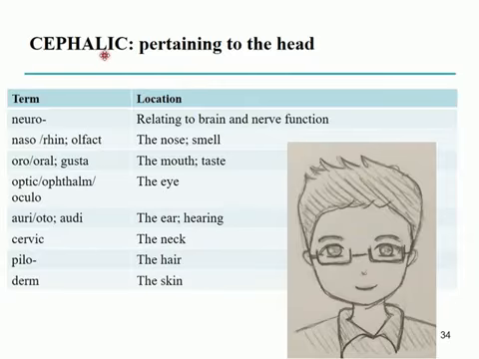So, cephalic relates to head, neuro relating to the brain and nerve function, naso and rhino to the nose, and olfact, like the olfactory bulb, to smell, oro or oral to the mouth, gusta to taste. So the medical term for taste is gustation. Optic or ophthal or oculo to the eyes, ori or oto to the ears.